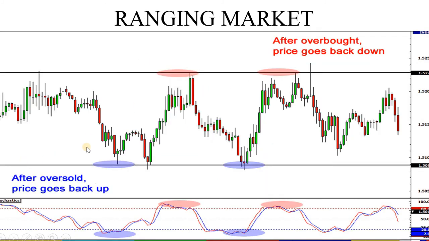Then the ranging market, as the price hits the support, you buy. As you come here, you take profit. Then you sell from the resistance level down to the support level. You take profit. You buy. As you get to the resistance, you sell, in that order. So that is a brief summary of today's lesson.